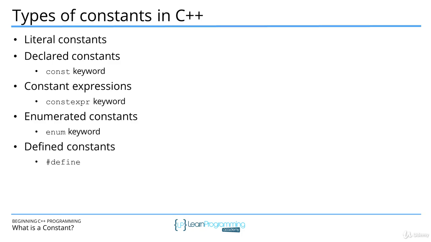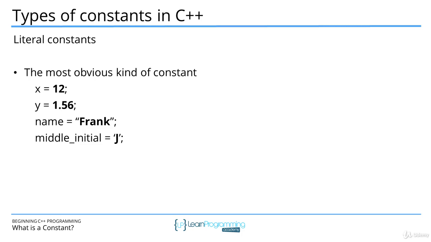C++ gives us several ways to create constants. We can use literals, declared constants, constant expressions, enumerated constants, and finally we can use defined constants. We'll learn about constant expressions and enumerated constants later in this course. Let's see what literal constants are first.